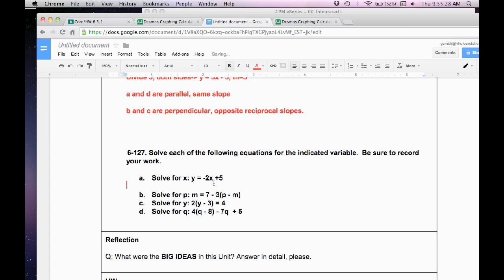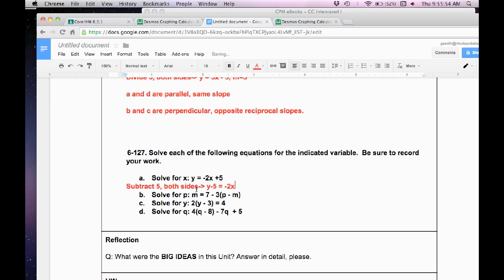So what I'm going to do is I'm going to get rid of this 5. I'm going to subtract 5 from both sides. Sides. I don't know why that word is so hard for me to spell. And that will get me y minus 5 equals negative 2x.